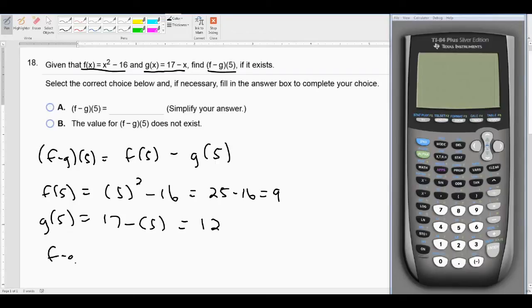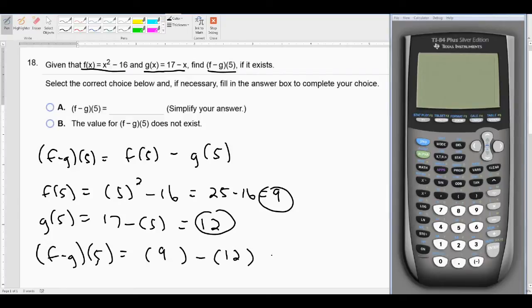So to find f minus g of 5, all you're going to do is subtract those two values. f of 5 is 9, g of 5 is 12, and 9 minus 12 is negative 3. Let's call it a day.